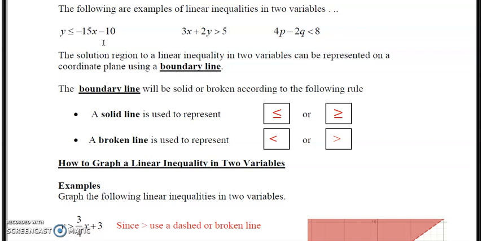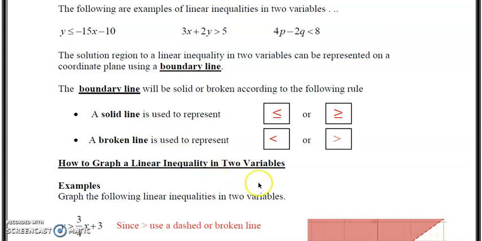As you do recall, the solid line, when you are graphing an inequality, has the equal sign included, so less than or equal to or greater than or equal to. And the broken line, or sometimes we'll hear it called a dashed line, is for less than or greater than.